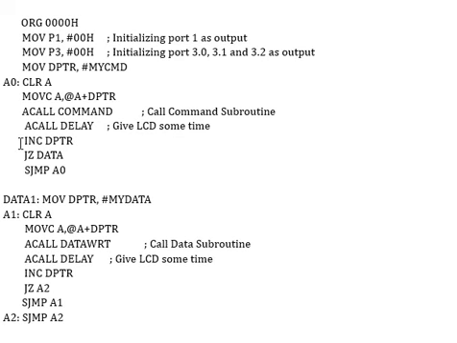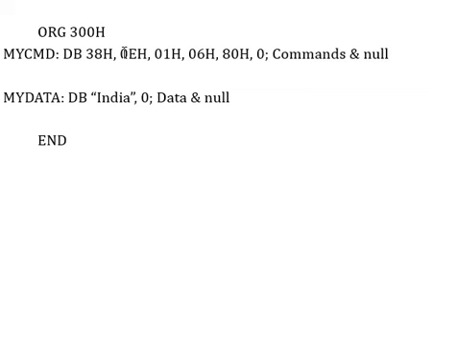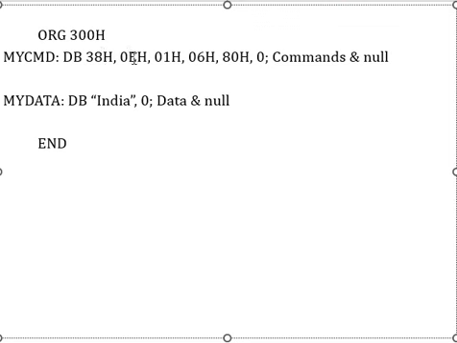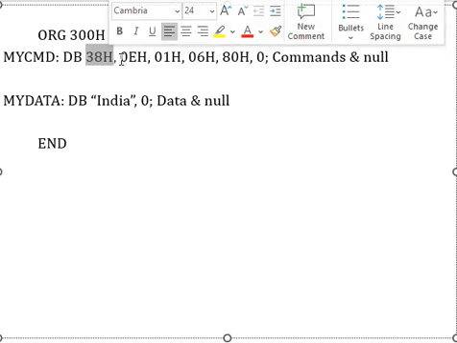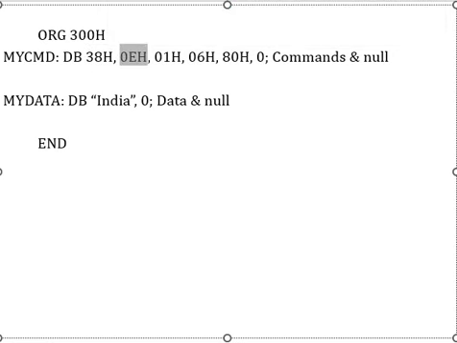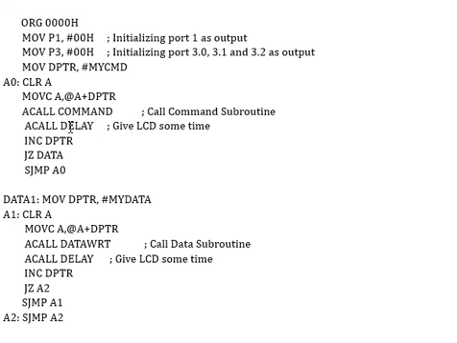Then increment DPTR. Now whenever you increment the DPTR, my location will be shifted to the next location, because this is your first location, this is your second location, this is third, fourth and fifth, and the last one is 0. So once you read this particular value, my aim is to read the second value, which is nothing but 0E hex. So that's why we have incremented the DPTR.